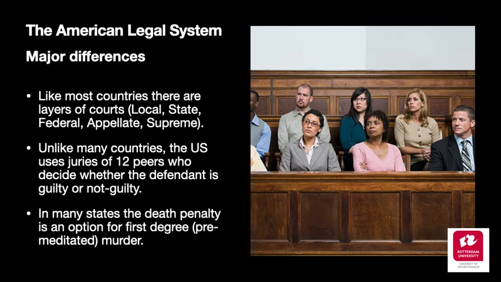Now, unlike many countries, the U.S. uses something that's called common law, which is something that we adopted from the English. And this means that we use juries of peers who decide if someone is guilty or not guilty. It's also important to note that another major difference is that in many states, the death penalty is still an option for first-degree murder, which is premeditated murder.